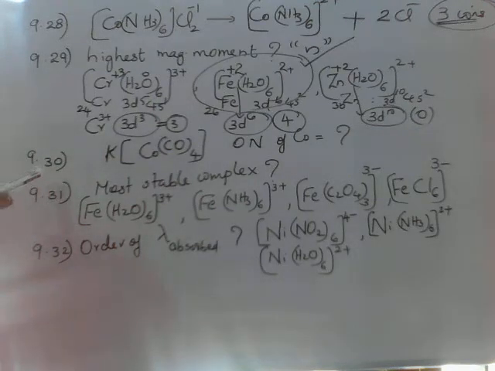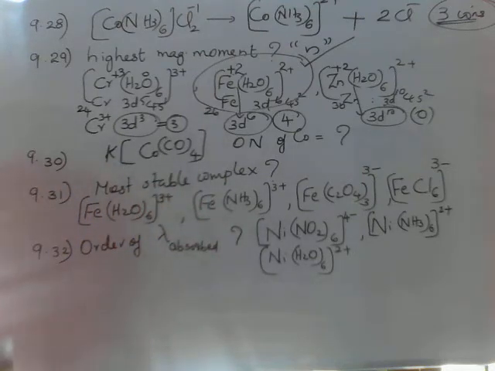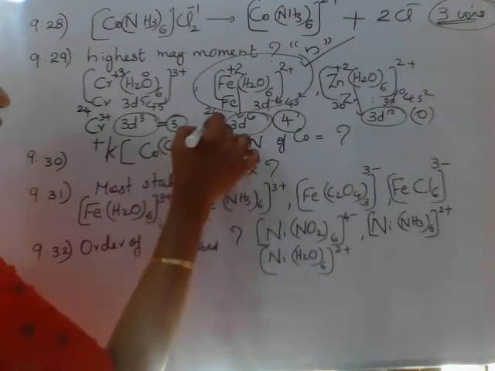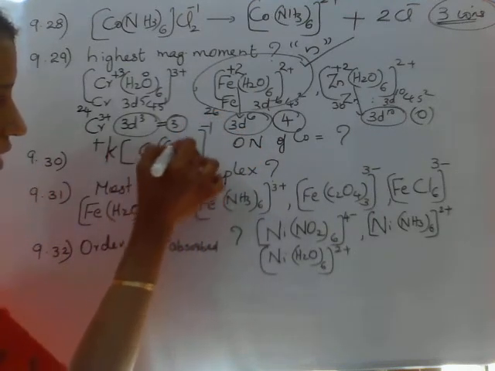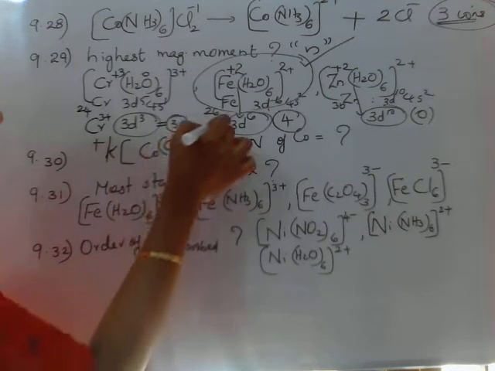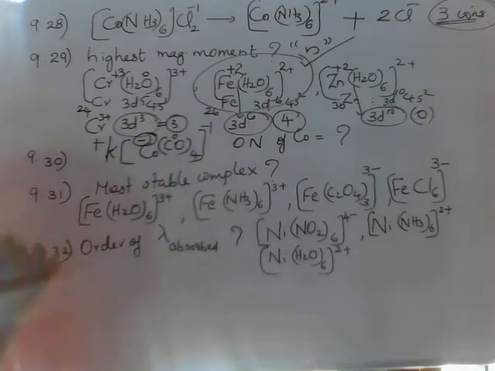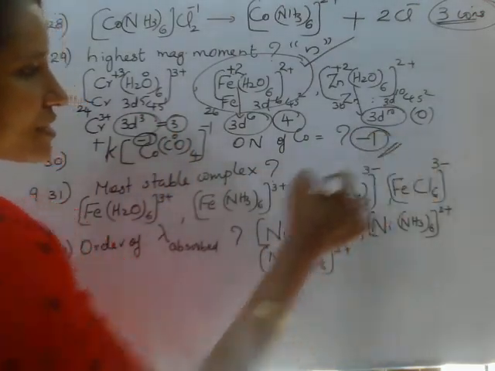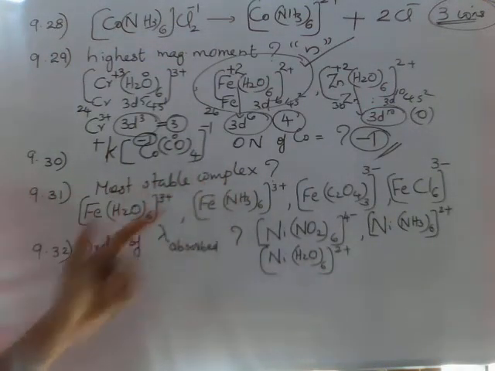Now the next question, what is the oxidation number of cobalt in the given complex? We know the counter ion potassium is +1, so the charge on the complex ion will be -1. Carbonyl ligand is a neutral ligand, no charge. So cobalt here will be in an oxidation state of -1. What is the oxidation number of cobalt in this complex? -1.